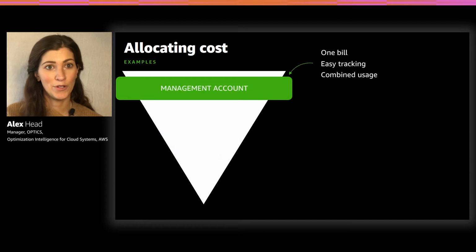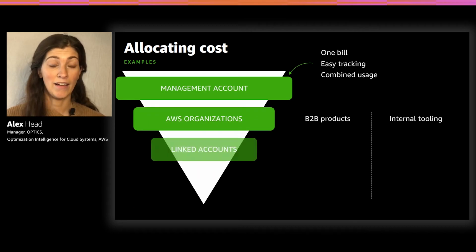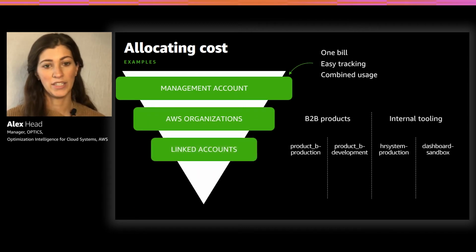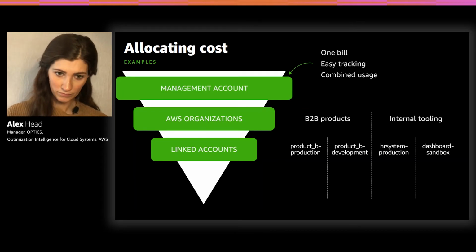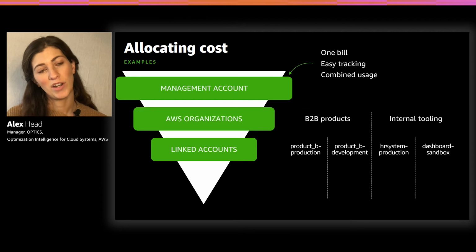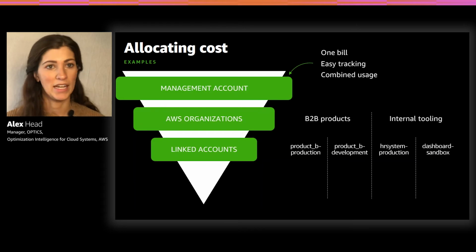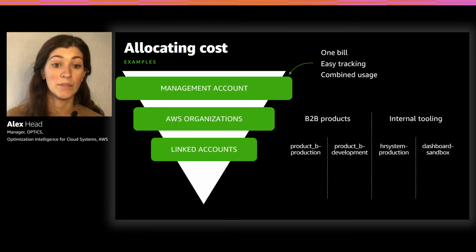So let's go through some examples of allocating costs in these ways. Here we have that management account, that overall account, which gives you one bill, easy tracking, combined usage. Under that, you're going to have AWS Organizations. And through that, you have your linked accounts. So in your linked accounts, say you have B2B products and an internal tooling in Organizations. Under that, you have your linked accounts of product B production, product B development, and then HR system production, dashboard sandbox, and I'm just making these names up to give some examples.